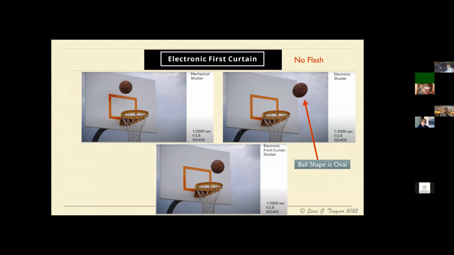Now, normally that's not going to come into play very much, but it does from time to time in photographs where things move. In this case, we have a basketball, and I'd like you to look at the top left photo, which is a mechanical shutter, and the basketball is nice and round. If you look at the one on the right, which is taken with a mirrorless electronic shutter, you'll notice that the ball is oval. If, on the other hand, you use an electronic front curtain shutter on the same mirrorless camera, you get a nice round ball again.